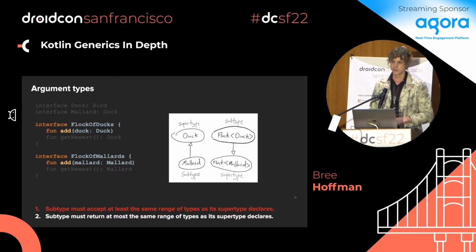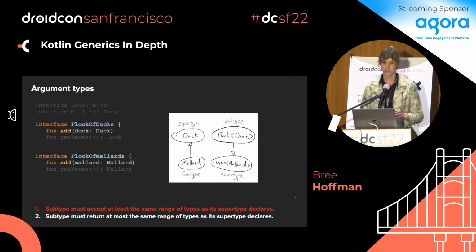So if we're looking at the argument types, we would initially fail the first rule. The subtype has to accept at least the same range of types as its supertype declares. In this case, a mallard is more specific than a duck, so it's not the same range, and we're not able to say that the flock of mallards is a subtype of a flock of ducks on the argument type specifically. However, if you turn the interfaces around and you say, is a flock of ducks a subtype of a flock of mallards, you'll find that it is, and therefore there's a contravariant relationship between the argument types and these complex types on the arguments.